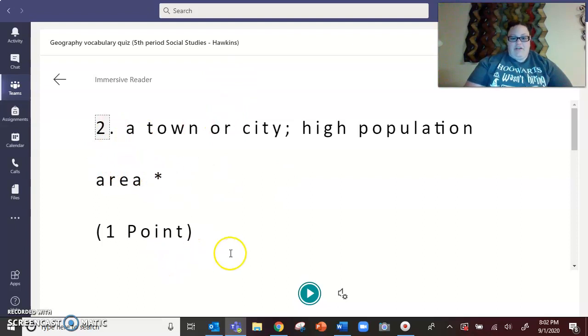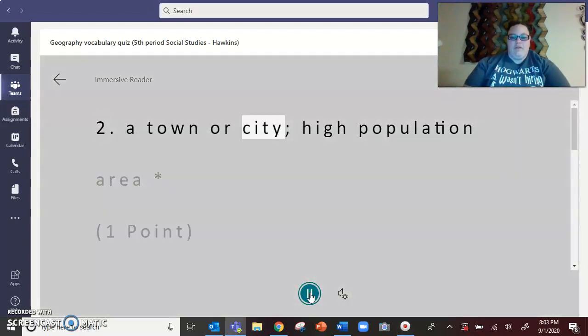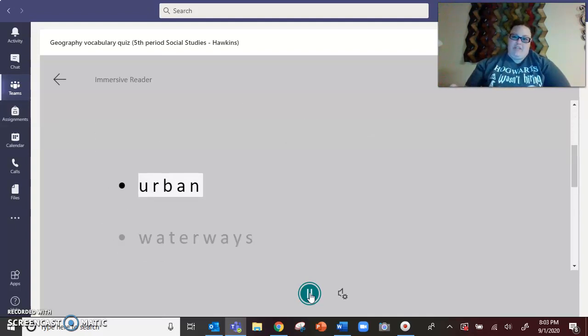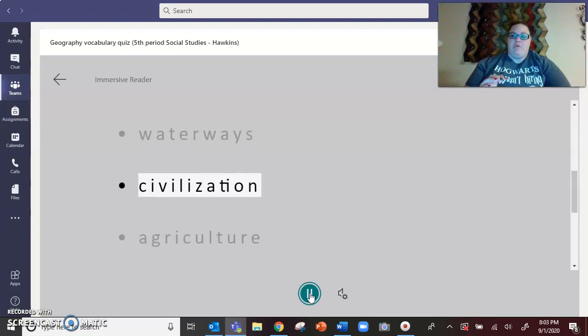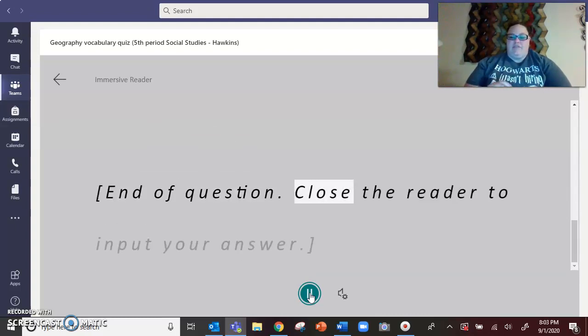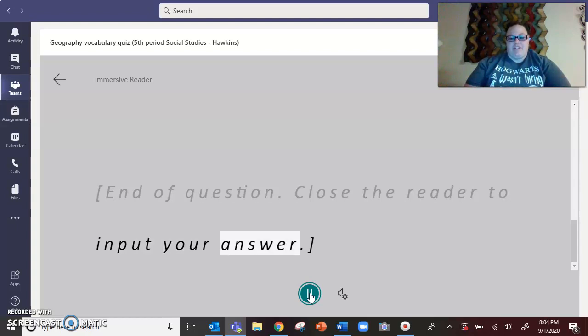It's got the question here. And then you're going to push the play button. So when it's reading, you'll actually be able to hear it. You can't hear it on the recording because my computer isn't that advanced. But a mechanical voice will read all of this to you. And then it says end of question, close the reader to input your answer.